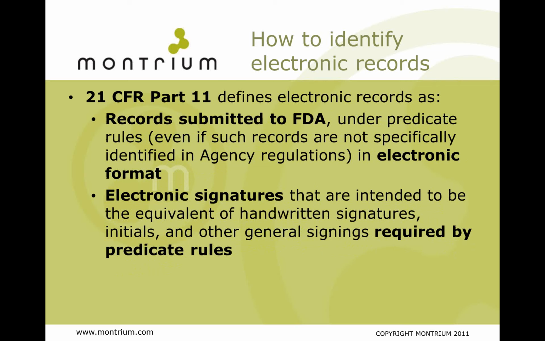The third type are any records that are submitted to FDA under predicate rules, even if such records are not specifically identified in agency regulations, and if these records are submitted in electronic format. So pretty much anything you're submitting through the eCTD mechanism. And then finally, electronic signatures that are intended to be the equivalent of handwritten signatures, initials or other general signings required by predicate rules. So any electronic signatures we're doing that are required by predicate rules would be considered Part 11 electronic records.